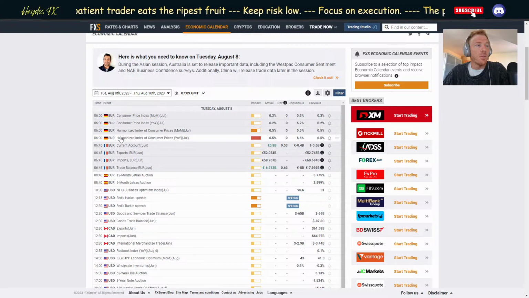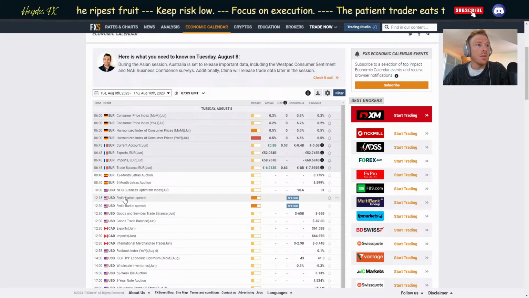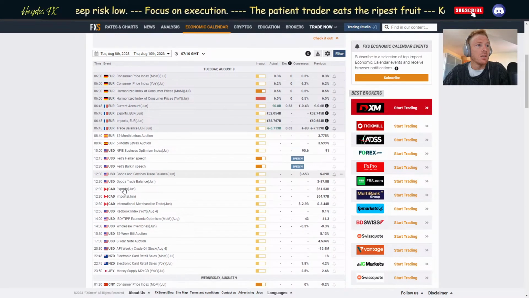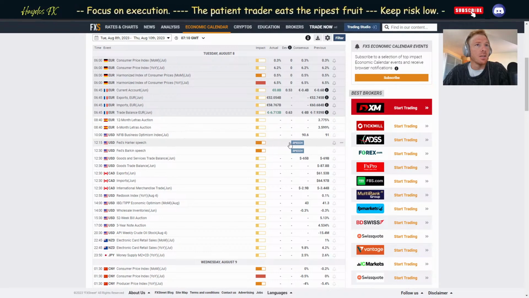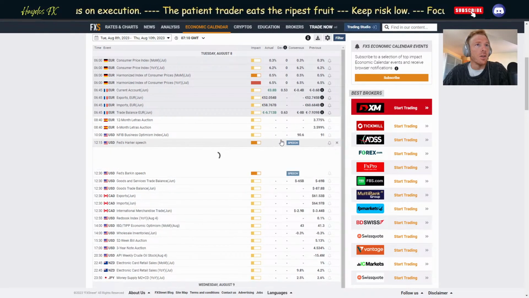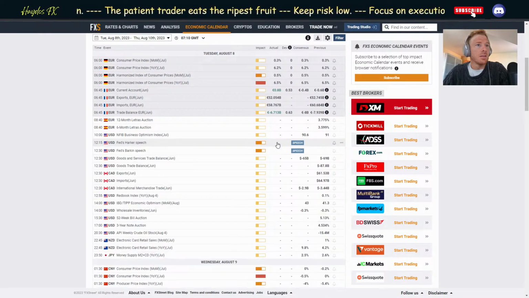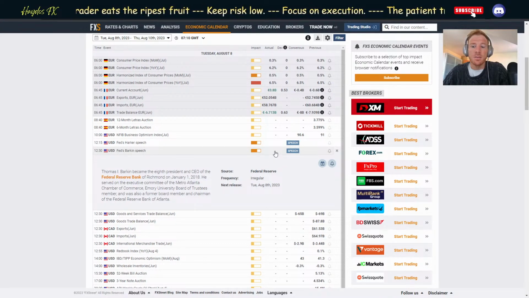So apart from red folder European, German news, we do have a little bit of news in the early US session. We've got Fed Barkin and Fed Harker speeches. So it's orange folder. We don't know what they're going to talk about, but he might talk about interest rates or his idea of where they're going.